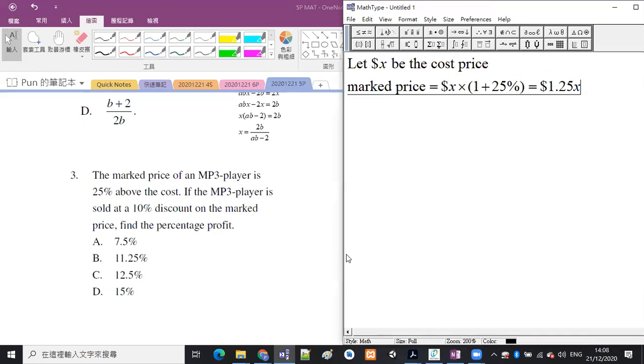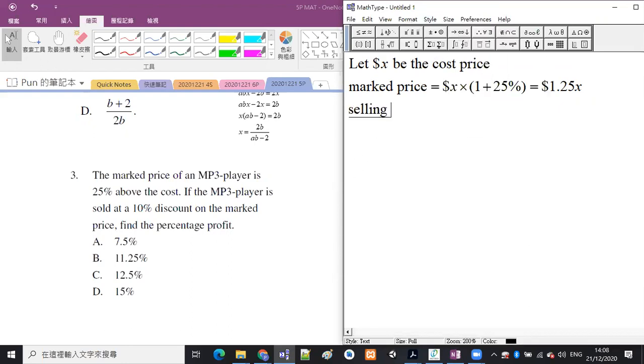You get this? This is the mark price. And the next sentence, if the MP3 player is sold at a 10% discount on the mark price, so it is about the selling price, is equal to the mark price, that should be 1.25x, and then times, because there is a 10% discount, so it should be multiplied by 1 minus 10%. Okay, so it should be equal to 1.125x.